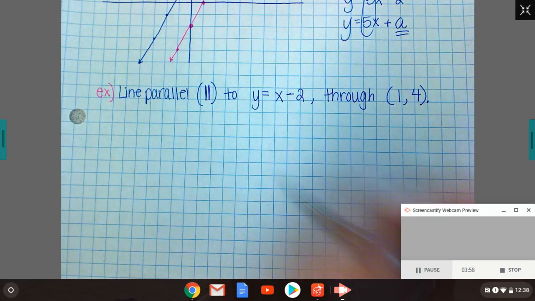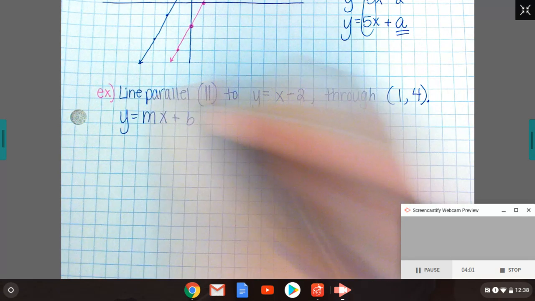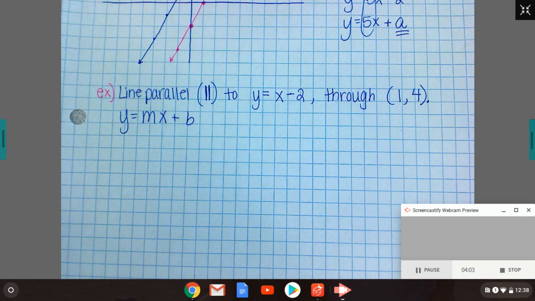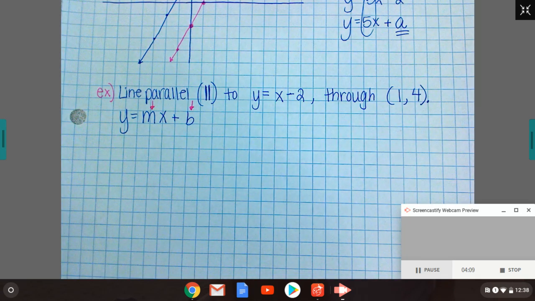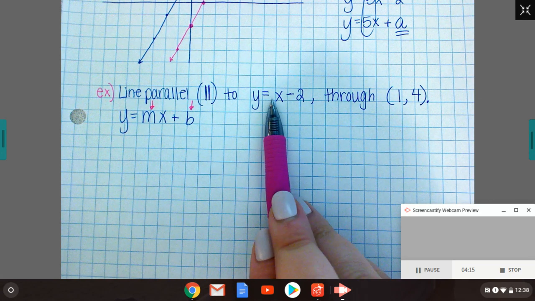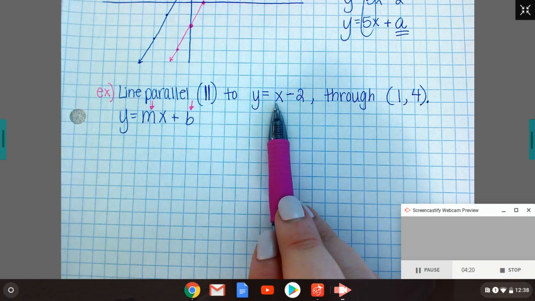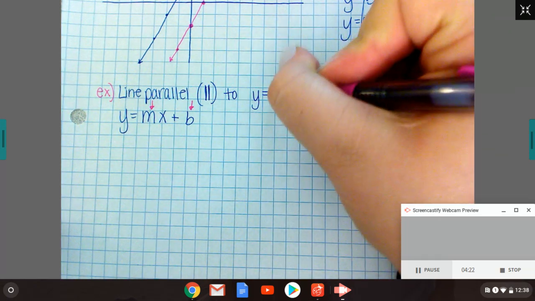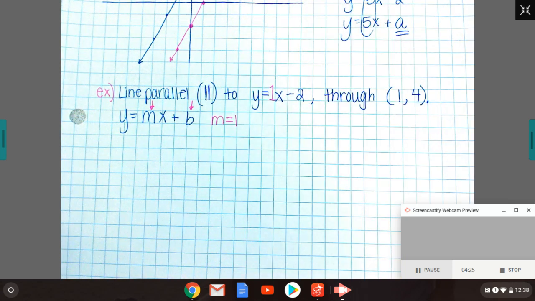Well, I know my answer needs to look like a line. So I need my answer to look like y equals mx plus b. And I know for this that I need to plug something in for m and something in for b. Well, based on what I know about parallel lines, I can pull the parallel line slope from the original line. So since I want to be parallel to this guy, I just need to steal its slope. And its slope is hiding right here in an invisible 1. So I've got my m is 1.